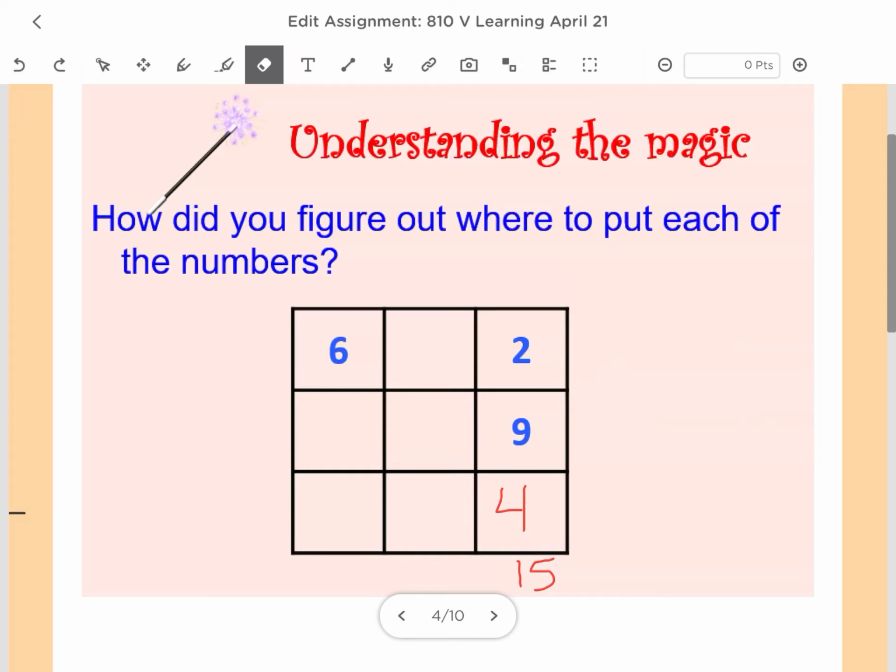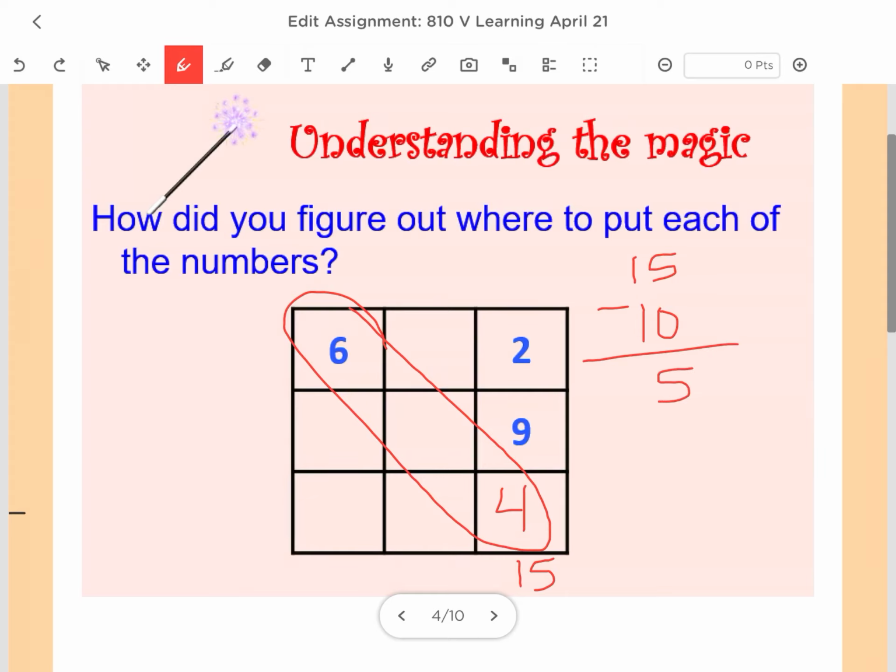So now I'm going to continue to look for rows or columns or diagonals that have 2 numbers in them to try to find the third number. So I'm going to look at this diagonal. I know I have a 6 and a 4, which makes a 10. So if I subtract 15 minus 10, I'm going to get 5. So I know the middle number here then is 5. I'm going to go ahead and check that diagonal. 6 plus 5 plus 4 is equal to 15.